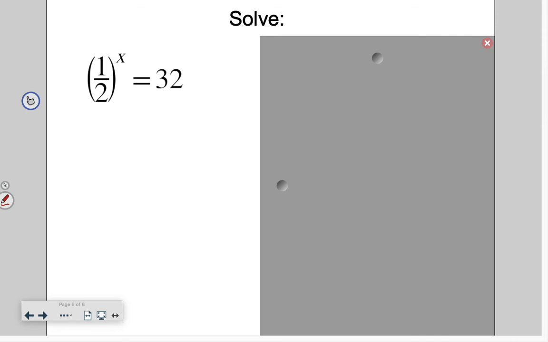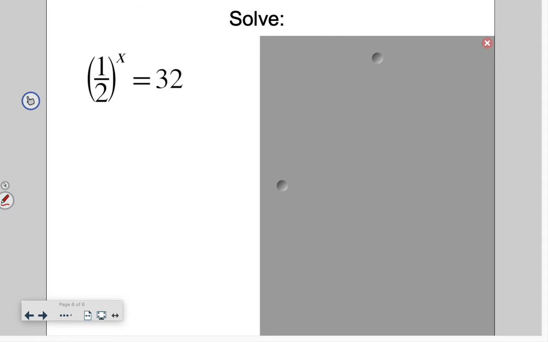All right. So you might look at this and say, how am I going to solve that without a calculator? Here's the number one part you need to be able to do. We've already got the base by itself. It's already isolated. Which means what you need to be able to see: 1/2 and 32 are both powers of what? 2. They're both powers of 2.